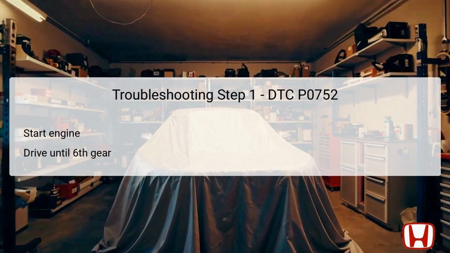The first step in troubleshooting DTC P0752 is to start the vehicle's engine and allow it to idle for a moment. Following this, the technician should drive the vehicle under normal conditions until it shifts into sixth gear. It is vital to ensure that traffic regulations and ambient conditions are taken into account while performing this test.